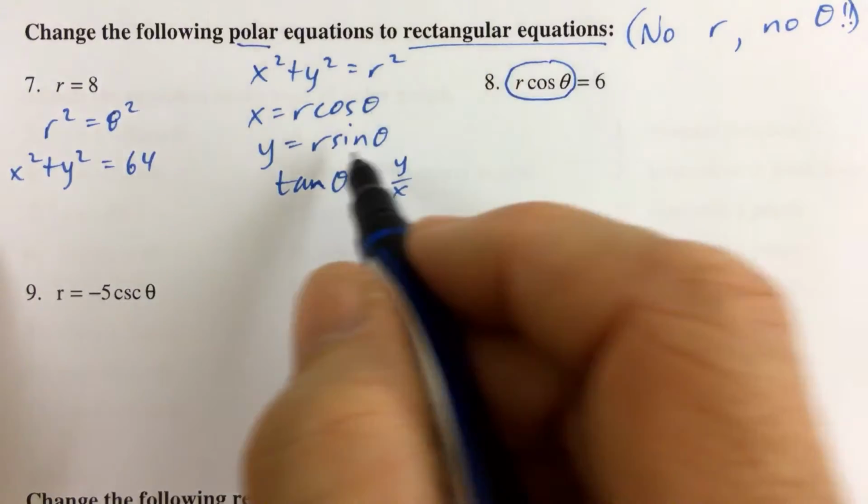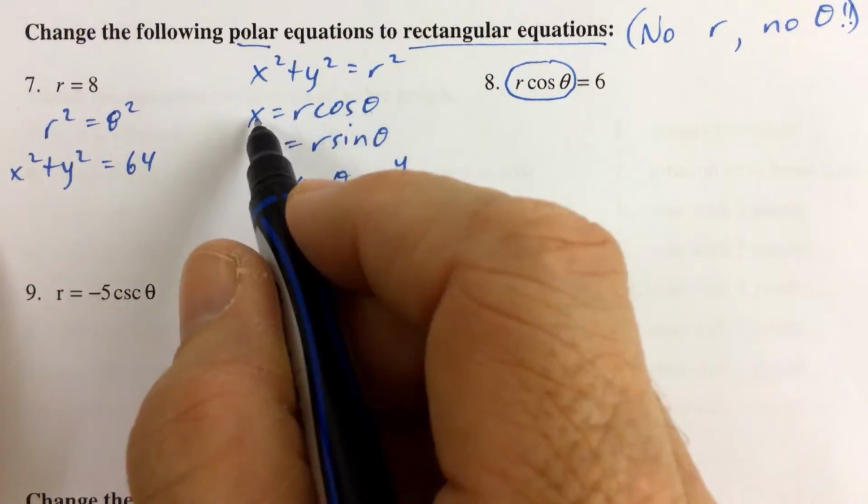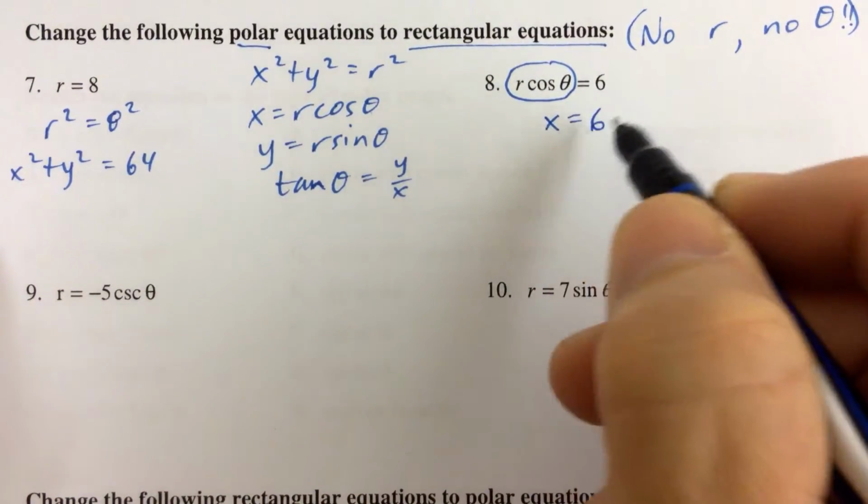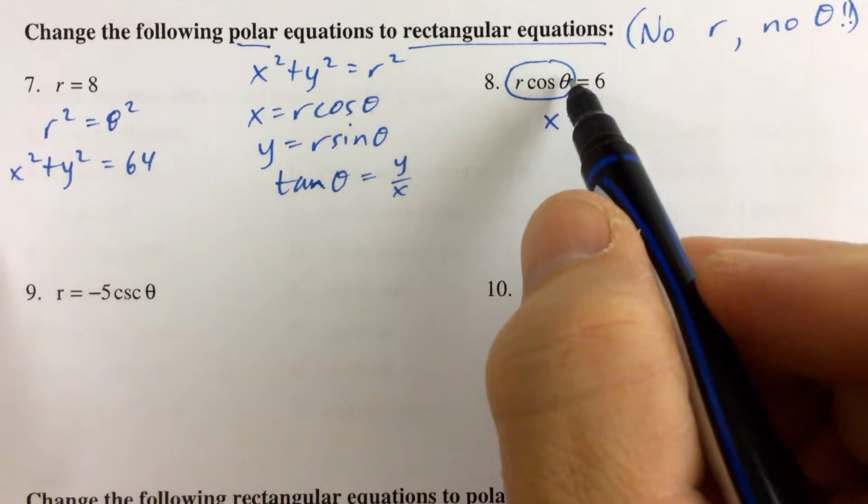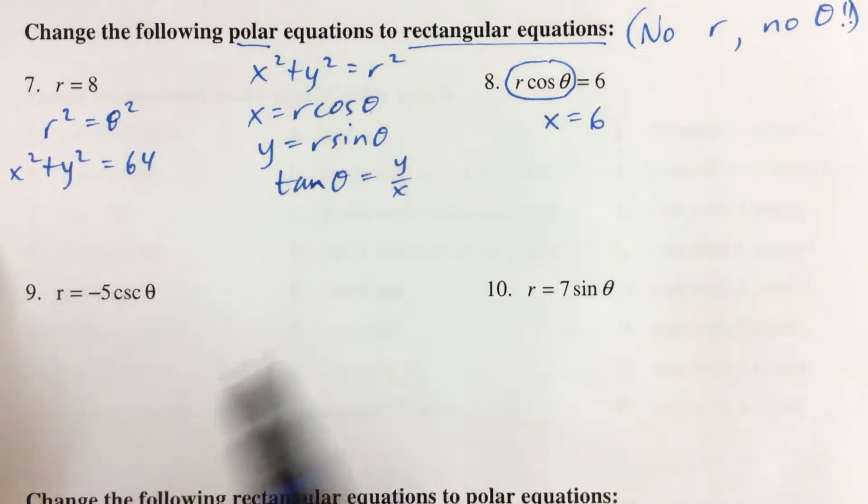For number 8, look at that. We have an r cosine theta, and that's exactly the same thing as x. So you just replace r cosine theta with x, and you're done.